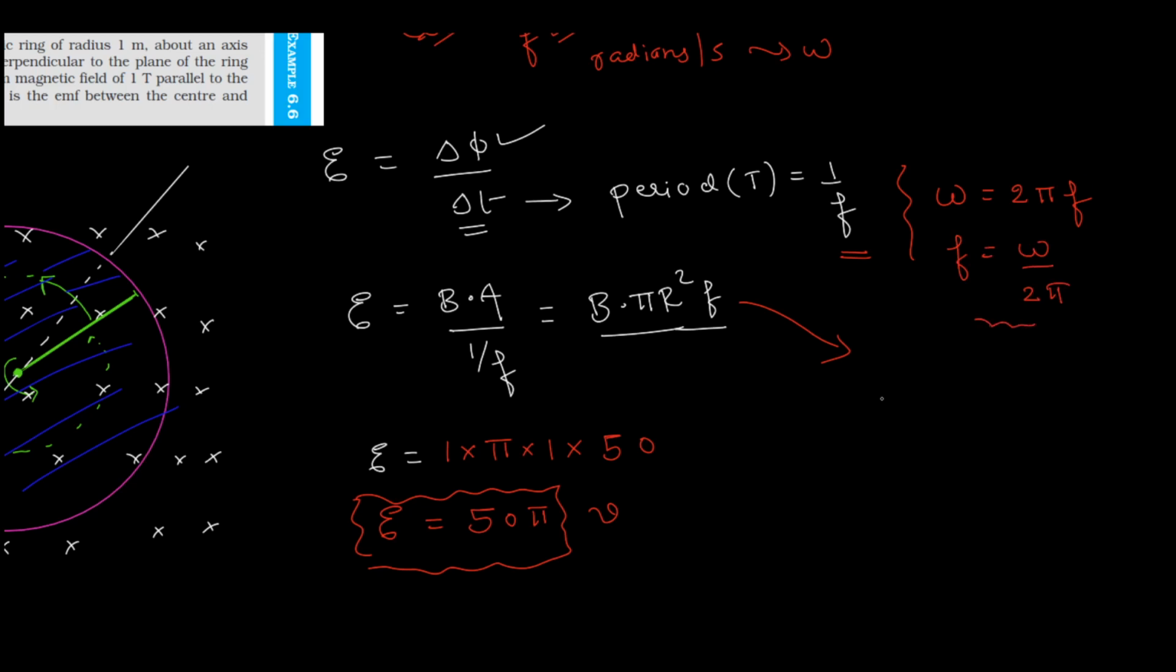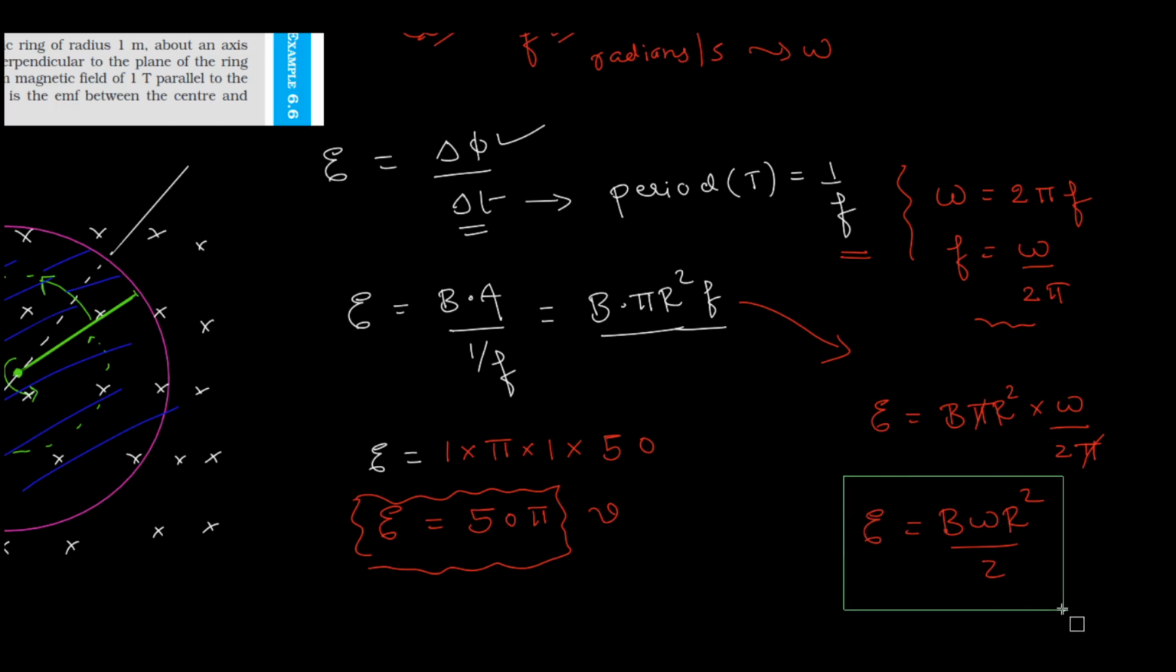If you replace that, you will get the expression for EMF in the current situation as B pi r squared. Those things remain as such. f can be replaced by omega by 2 pi. Pi gets cancelled. You are left with EMF equal to B omega r squared divided by 2. This right here, guys, is an expression to be remembered. It's good if you remember this expression.